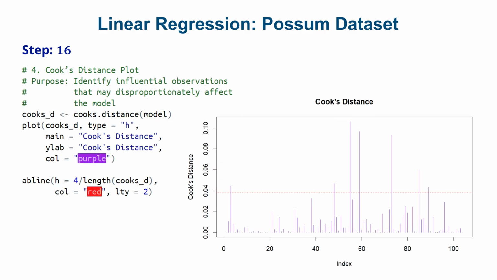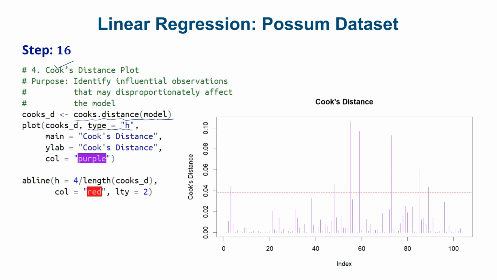Finally, let's check our influential observations using Cook's distance. These are data points that, if removed, would significantly change the fitted regression model, either by shifting the slope, the intercept, or both. The cooks.distance function calculates the influence score for each observation.